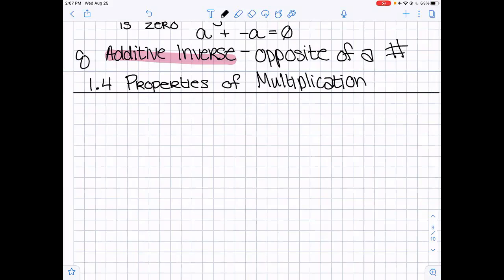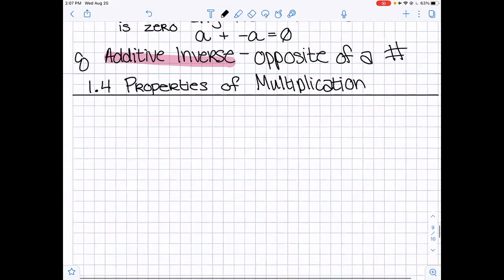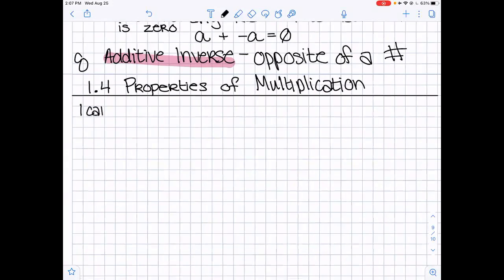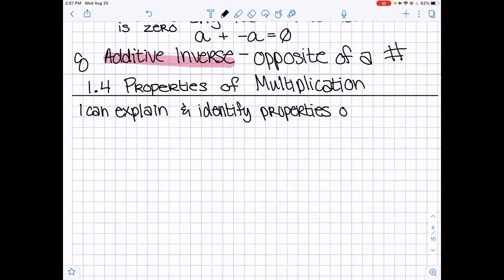Kale's not here today, so somebody else, Alana, is going to tell us what the objective is. What day is it? I can explain and identify properties of multiplication. All right, write it down. Subtraction and. There are no properties of subtraction. Well, actually there is. It's called 1 - 1 = 0. That's a thing. Write down your objective.